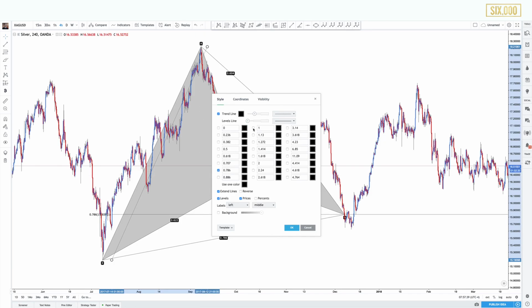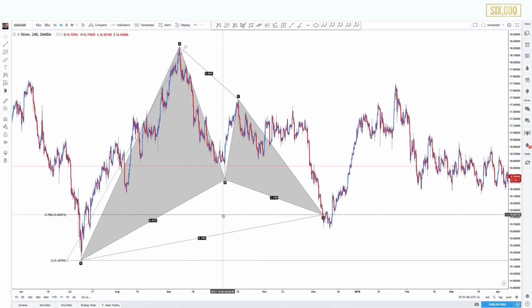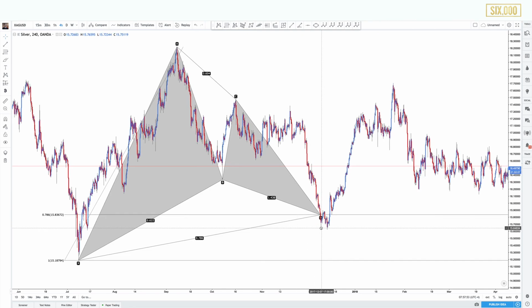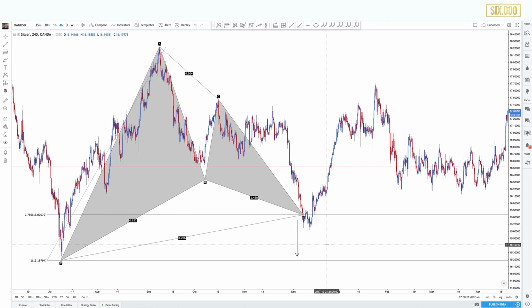I'll add in the 786 and I'll add in the 1.0 ratio, the 100% measurement. So anything beyond the 100% is a projection. We're obviously looking at the 786 retracement that defines the D point. And with the stop loss in the Gartley, of course, you can see this area between D and X is significantly larger than it is with the Bat. And this is why we don't go too far beyond X with the stop loss. We're looking to go just beyond X with our stop loss and keep the trade a 1 to 2 risk to reward.